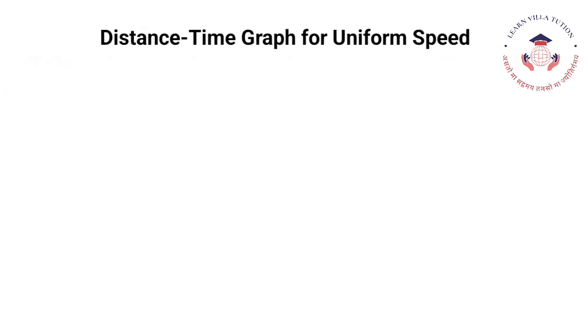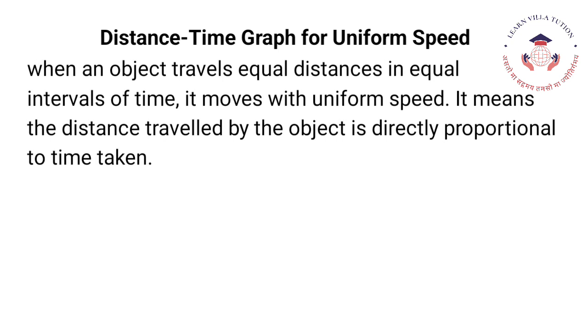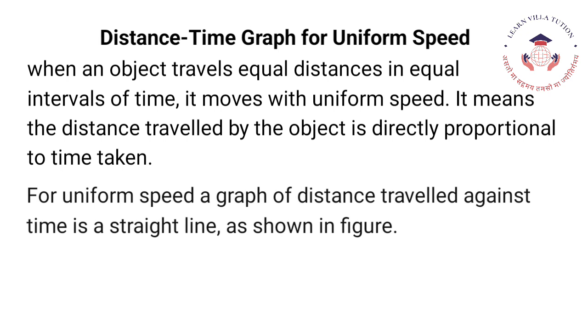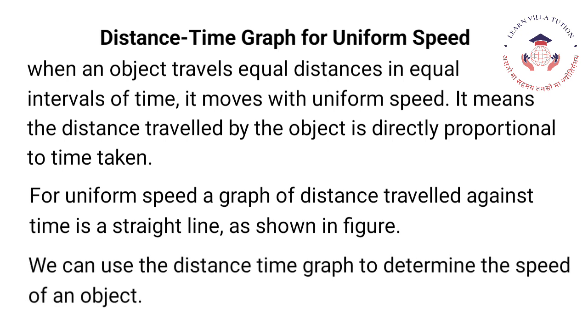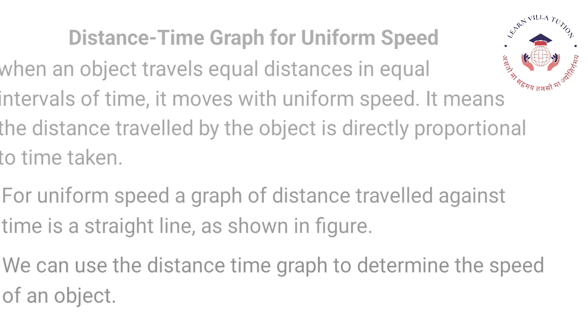Distance time graph for uniform speed. When an object travels equal distances in equal intervals of time, it moves with uniform speed. It means the distance traveled by the object is directly proportional to time taken. For uniform speed, a graph of distance traveled against time is a straight line, as shown in figure. We can use the distance time graph to determine the speed of an object.